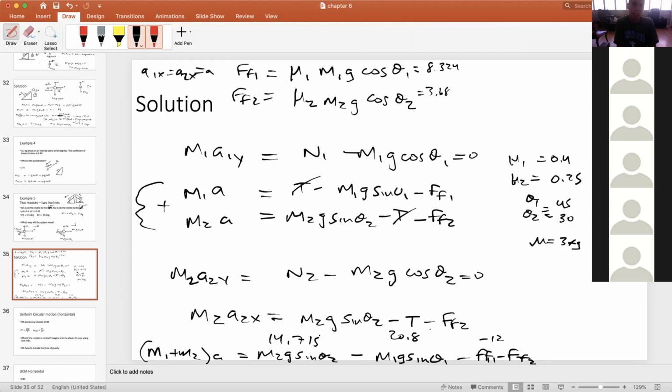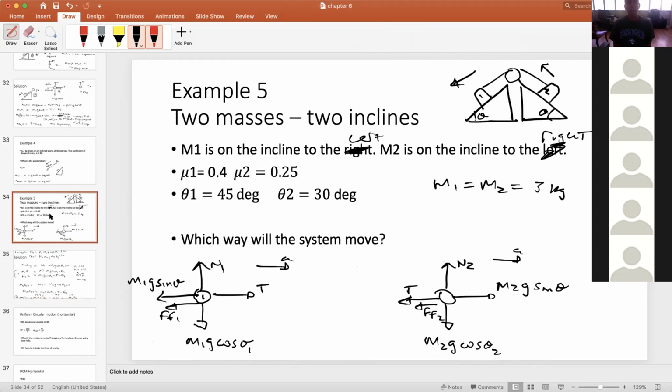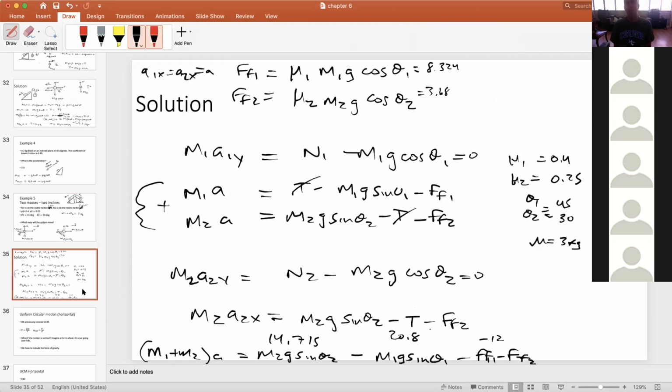So in this case, it can't actually go either way. If it starts to go down to the left, it's going to have a negative acceleration. If it starts to go down to the right, it's going to have a negative acceleration. It cannot move.